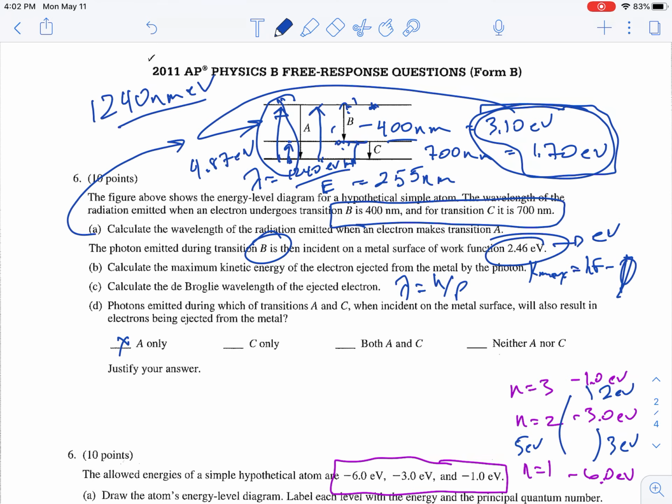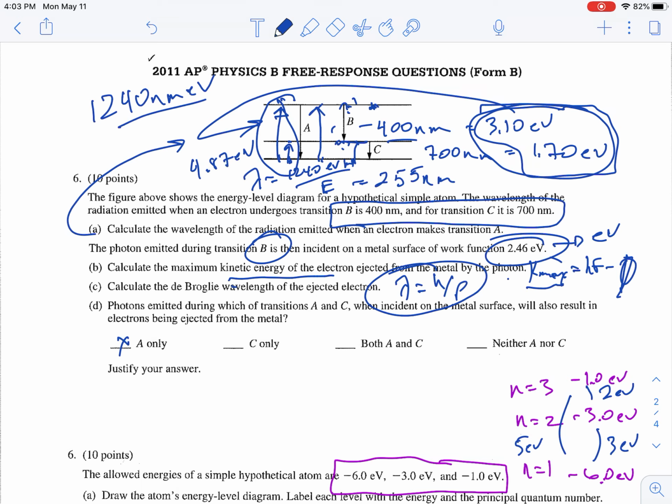So that maximum kinetic energy is going to be K max. Now, if they had asked for stopping energy in volts, that would be that same answer, but only if you're in electron volts. So pay attention to the units on that. De Broglie wavelength, lambda equals h over p.